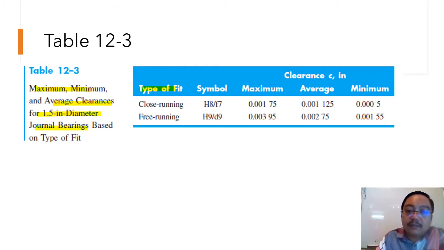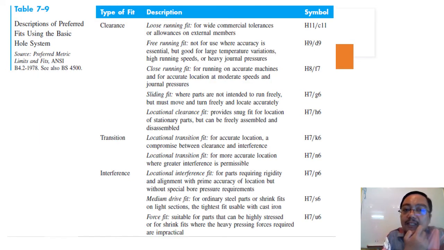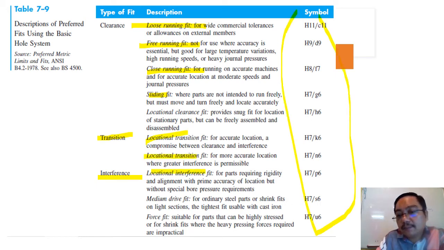This is the type of fit: close running, this is the symbol, and free running. This is the clearance for loose running fits, free running fits, close running fits, sliding fits. This is the transition, this is the interference. You can read the definition of it. Again, this is the symbol for them. Read it.